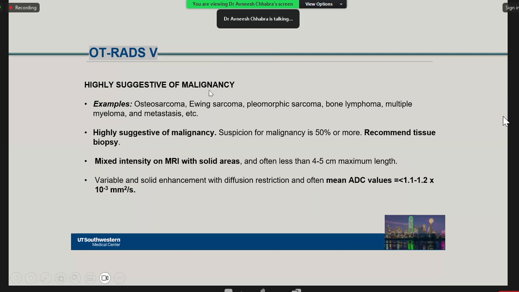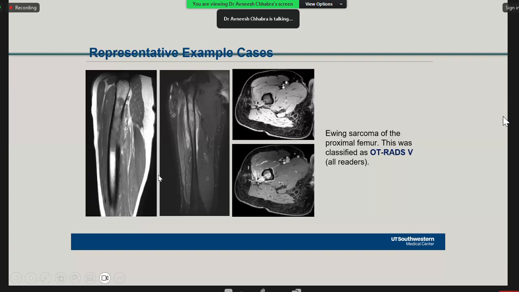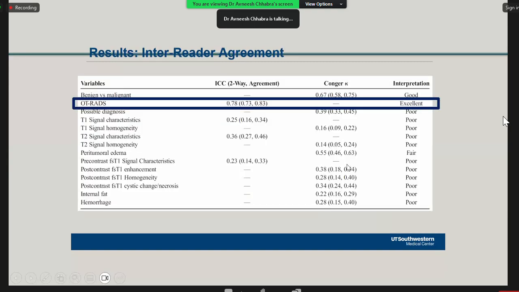And 5 is highly suggestive of malignancy. So in this case, now you have bad lesions. They're very classic: osteosarcoma, Ewing sarcoma, pleomorphic lymphoma, myeloma, Mets, etc. So like this lesion, cortical destruction, soft tissue mass, big lesion, heterogeneous. So that was a Ewing sarcoma, and everybody called 5. So these are easy ones.